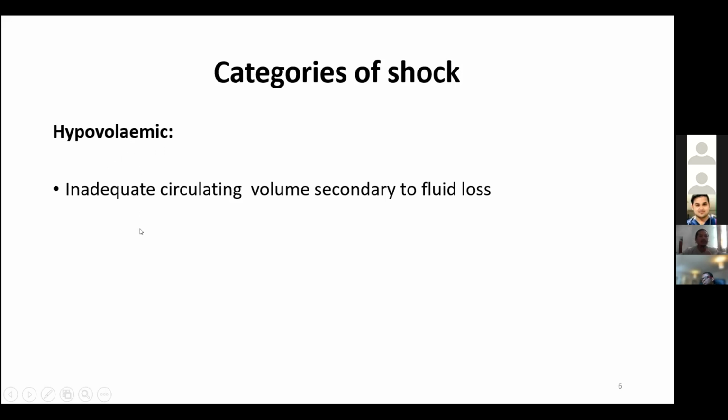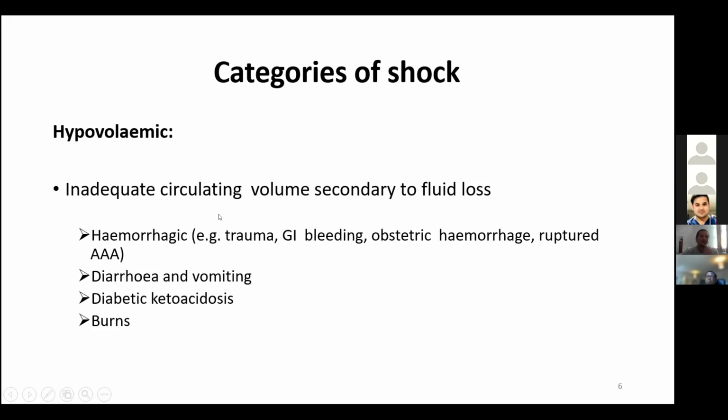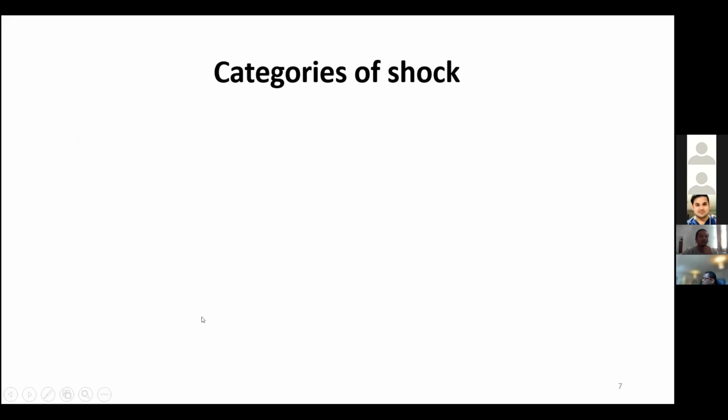It's an inadequate circulating volume secondary to fluid loss. Examples of hypovolemic shock include hemorrhagic causes such as trauma, GI bleeding, obstetric hemorrhage, ruptured AAA, diarrhea and vomiting, also third space loss, diabetic ketoacidosis and burns.